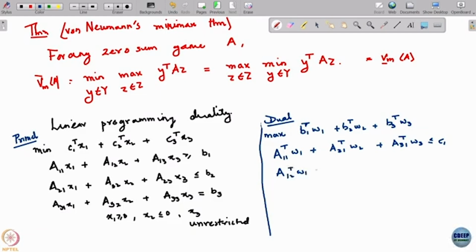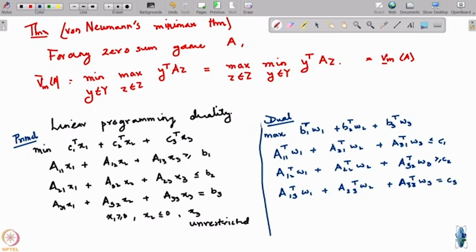a12 transpose w1 plus a22 transpose w2 plus a32 transpose w3 greater than equal to c2, and a13 transpose w1 plus a23 transpose w2 plus a33 transpose w3 equals c3, and w1 greater than equal to 0, w2 less than equal to 0, and w3 is unrestricted.